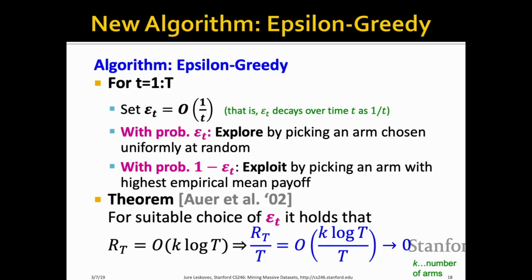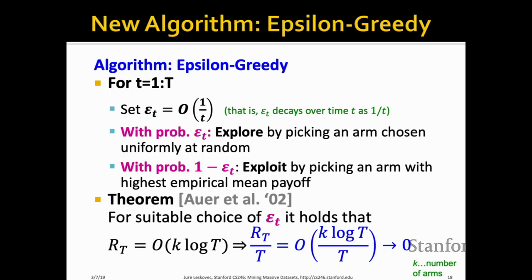It becomes smaller and smaller the longer the duration of the experiment. So what we do in this variation is that with probability epsilon of t, we explore by picking an arm chosen uniformly at random. This answers your question: it is basically a stochastic draw among all the different arms that you have available. Conversely, with probability 1 minus epsilon of t, we keep on exploiting by picking the arm that has the highest possible reward.